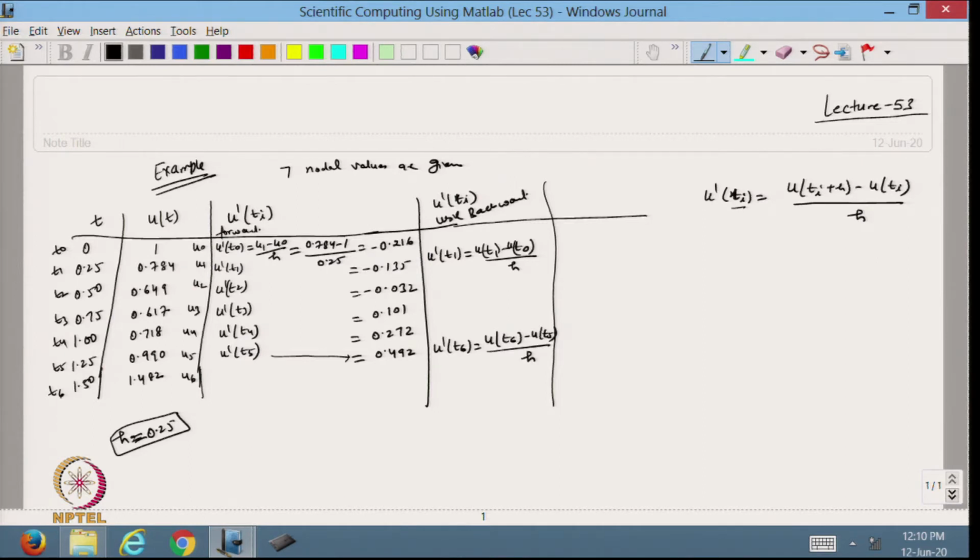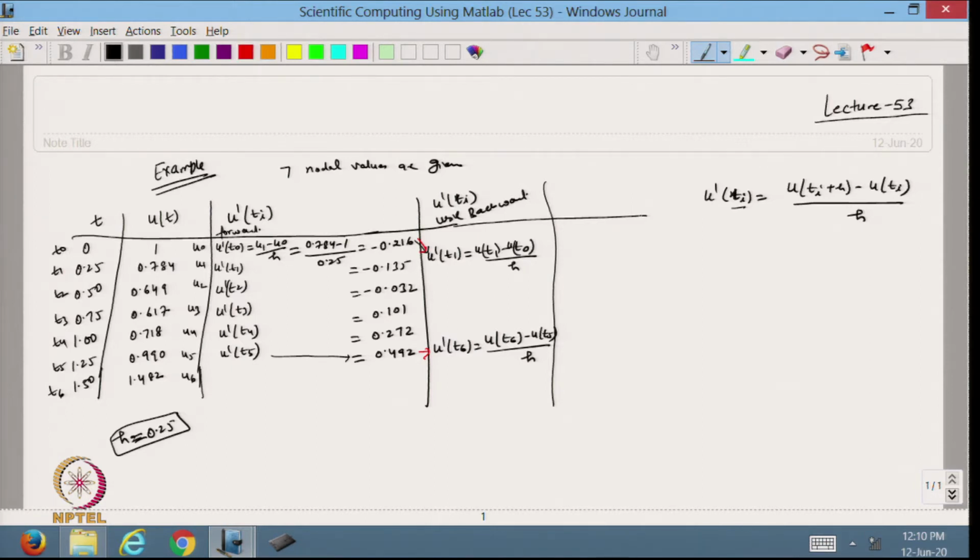Now, whatever values I am taking, these will be the same as the earlier values. This is the same as this value, and this last value will be the same as this value. So u dash at t5 from the forward will be the same as u dash at t6 when I take the backward. So a total of 6 values we can find using the first order derivative.